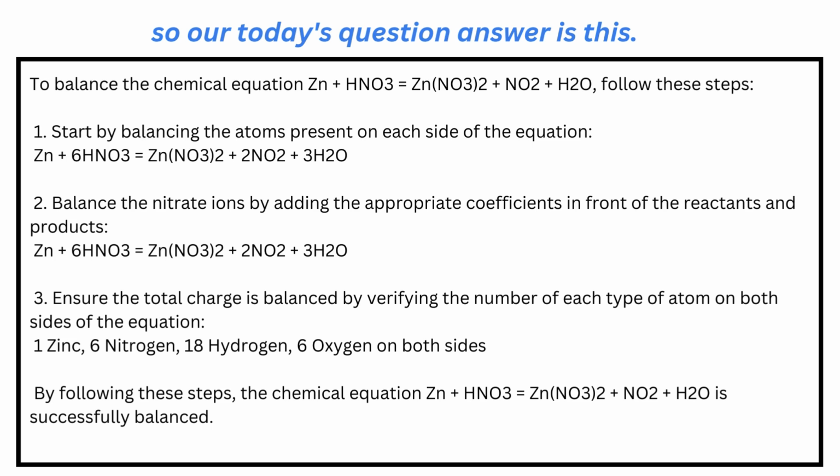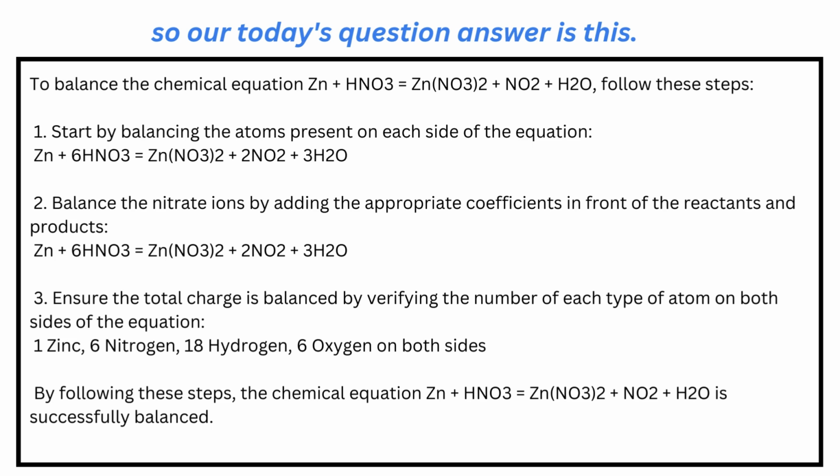Number 2. Balance the nitrate ions by adding the appropriate coefficients in front of the reactants and products. Zn plus 6HNO3 equals Zn(NO3)2 plus 2NO2 plus 3H2O.